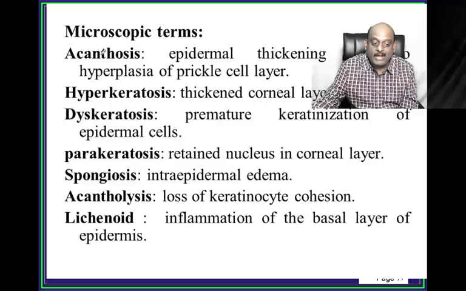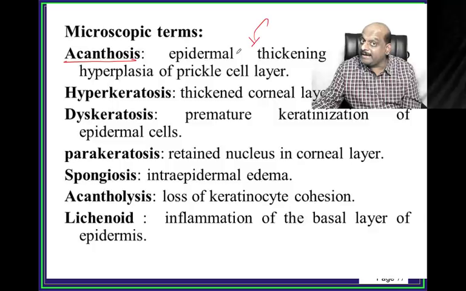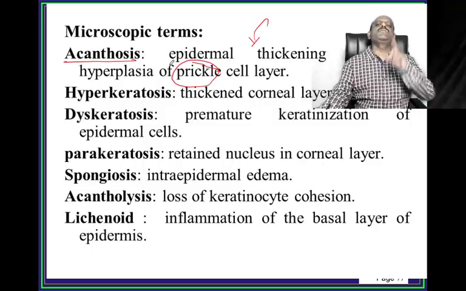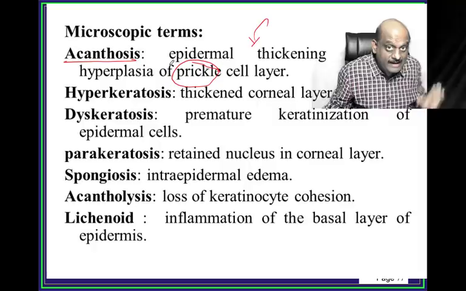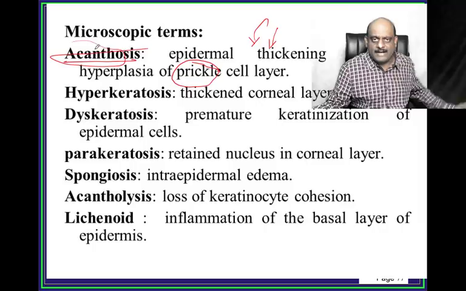So acanthosis is one of the favorite questions of the examiner, epidermal thickening. But which layer of the epidermis? Emphatically you should answer in tomorrow's exam. The prickle cell layer is the one which is thickened in the case of acanthosis. Not any other layer, not the granulosum, be very sure.